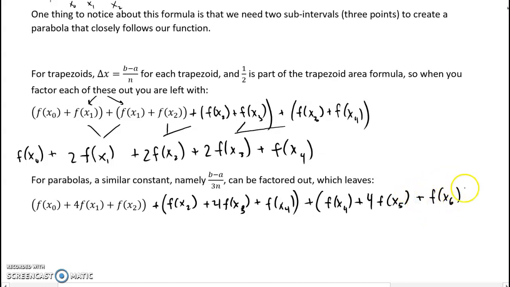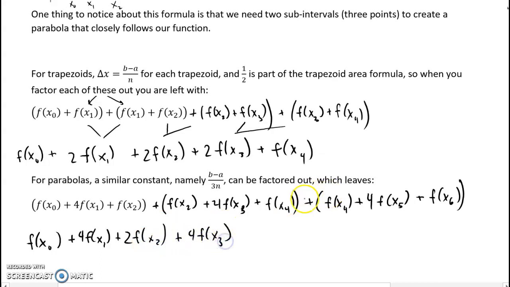So the idea here is very similar to that of the parabolas, but you'll notice we've got a single f of x0, and we have 4 f of x1s. And we have 2 f of x2s, right? We have 2 f of x2s. And we have 4 f of x3s. And we have 2 f of x4s. And we've got 4 f of x5s. And I think you're seeing the pattern here. I hope you're seeing the pattern.